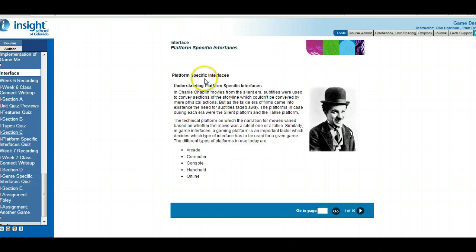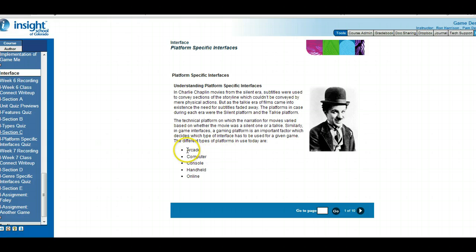So section C, we're going to talk about different platforms, platform-specific interfaces. So this talks about Charlie Chaplin way back in the silent era of movies, and they used subtitles to convey the storyline. You'd read the subtitle, and then you'd watch the actor play out the role on the screen. And of course, then the talkie era came in, so then sound was put into movies. But in this case, we were talking about platforms and movies. There was a silent platform movie, and then the talkie platform.